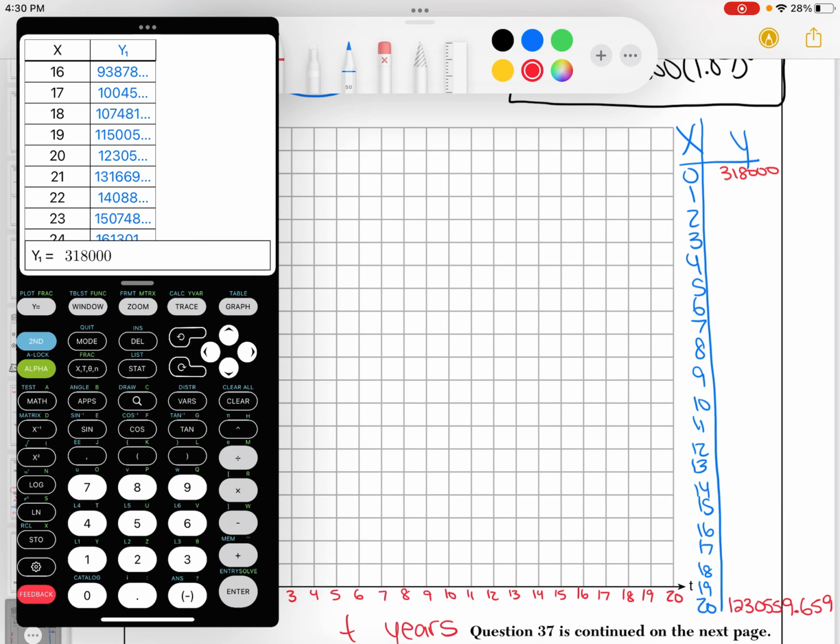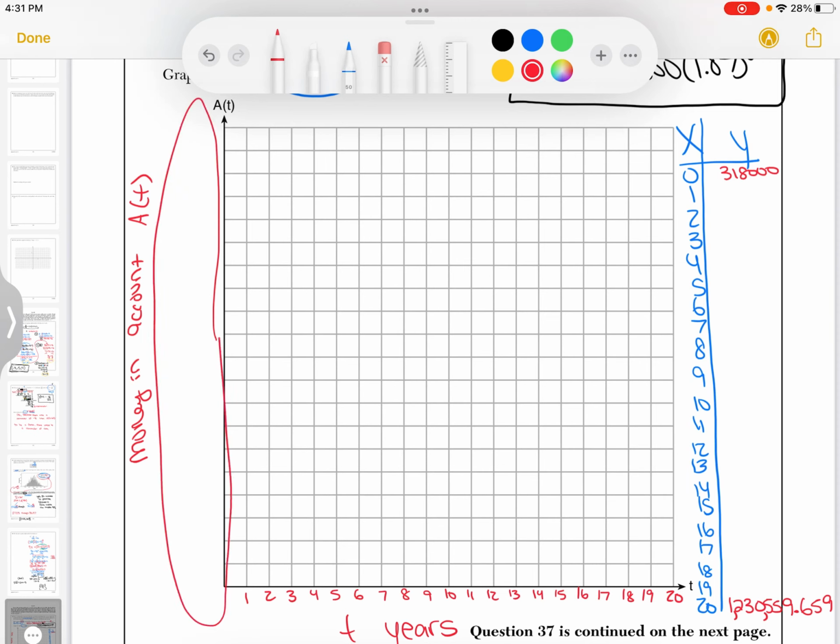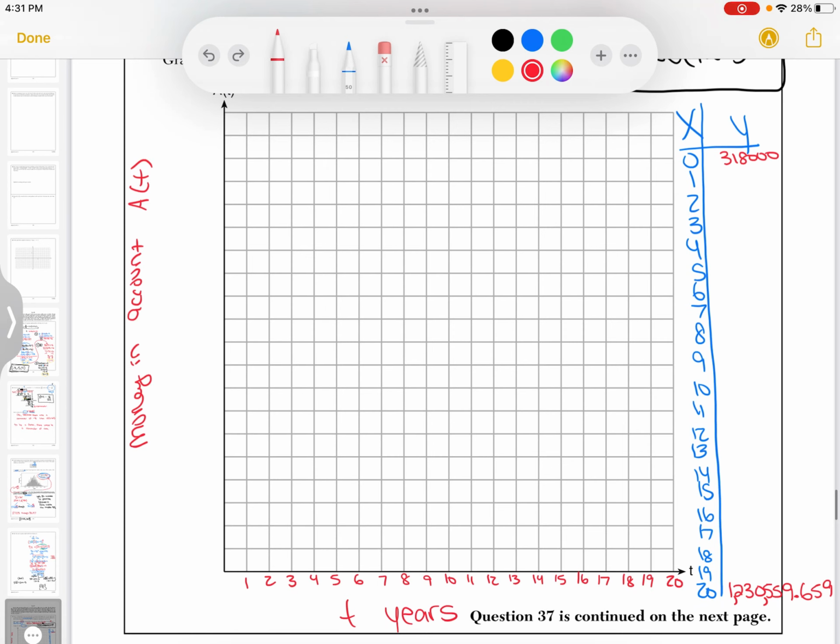I have 1, 2, 3, 4, 5, 6, 7 digits. So when you put your commas in, this is 1,230,559, which means my y-axis needs to get up to 1 million. Actually, further than that, because I have 1,230,000. So you want to try and figure out what scale you want to go up by. If you want to take a second to think about it, please pause the video. You are going to want to go up by 100,000 each time. So this is going to be 100,000, 200,000, 300,000, and so on.